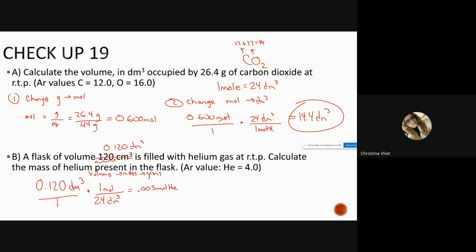How do I go from moles to grams? Multiply by the relative molecular mass. Multiply by? Perfect. So I'm just showing the proper steps, but as long as you know you multiply by 4, you would get your answer, which is 0.02 grams.